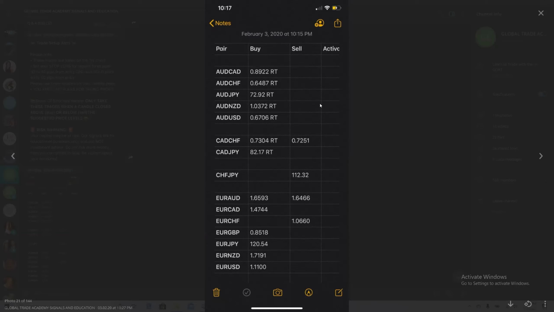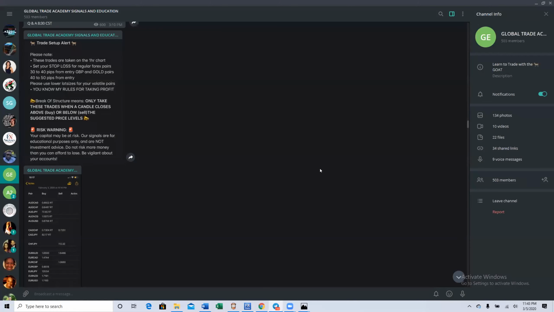And it's really that simple. You find this price on your chart, you mark it, and you wait. That's all you do with the break of structure trades.